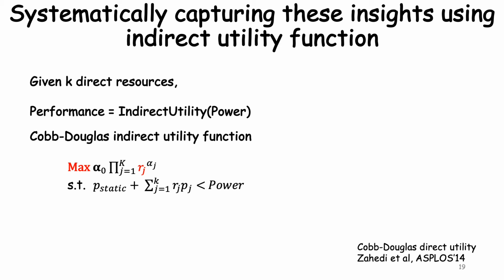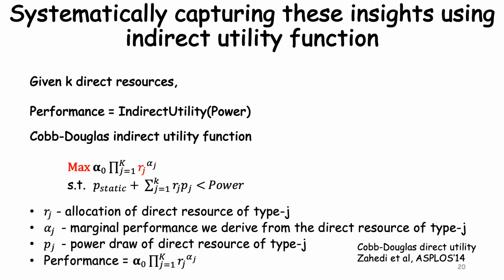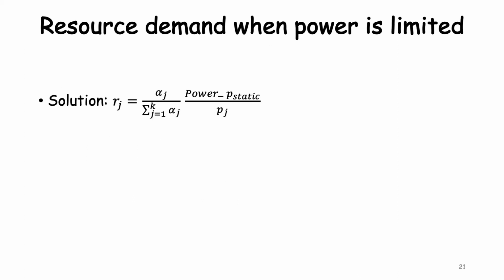This utility function takes the form of an optimization problem, where the goal is to maximize the performance we derive from the direct resources such that their total power draw is less than the power limit. This function has the components to capture the direct resource of type j allocated to an application, denoted as Rj, the marginal performance that we derive from the direct resource, denoted as alpha j, and the marginal power needs to use the direct resource, denoted as Pj.